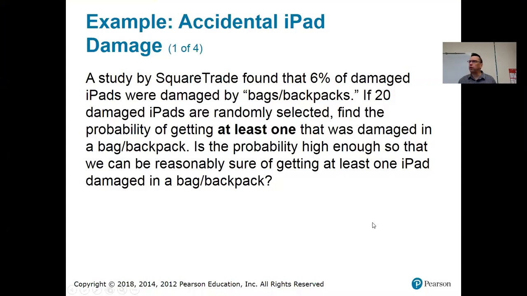Okay, so here's an example of using this at least one concept. A study by Square Trade, which is like a cell phone warranty company, found that 6% of damaged iPads were damaged by bags or backpacks. Dropped my backpack, broke my iPad. If 20 damaged iPads are randomly selected, find the probability of getting at least one that was damaged in a bag or backpack. And then they have one of these questions: is the probability high enough so that we can be reasonably sure of getting at least one iPad damaged in a bag or backpack?